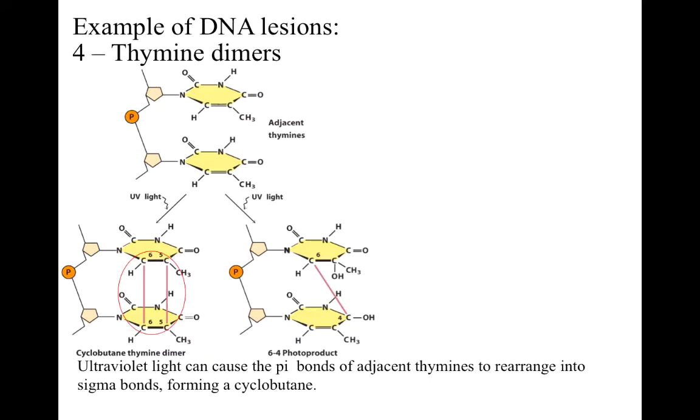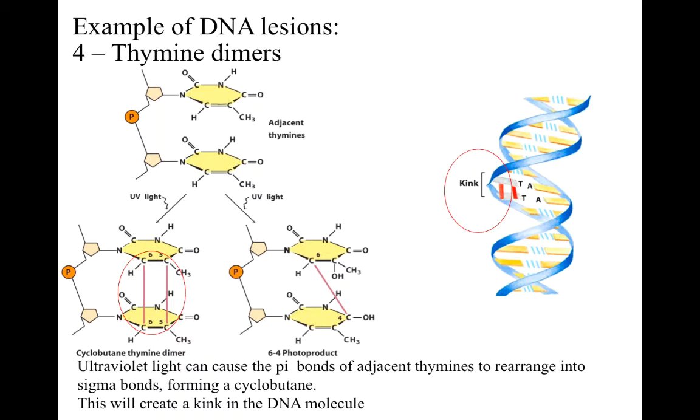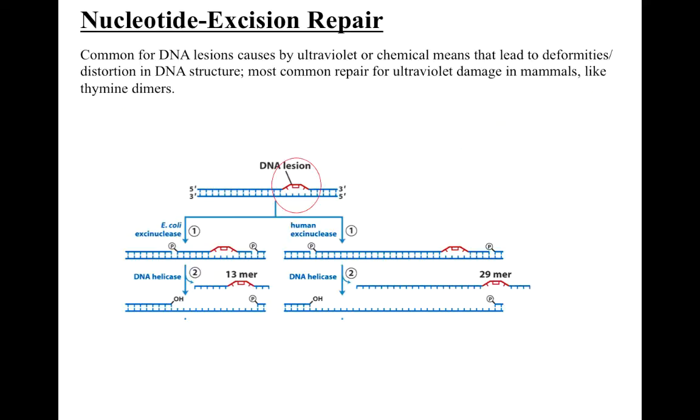Another example of a DNA lesion is thymine dimers. Ultraviolet light can cause the pi bond of adjacent thymines to rearrange into sigma bonds, forming a cyclobutane structure. So essentially, there is a covalent bond between two adjacent thymine residues in a strand of DNA. This thymine dimer causes a kink or distortion in the molecule.